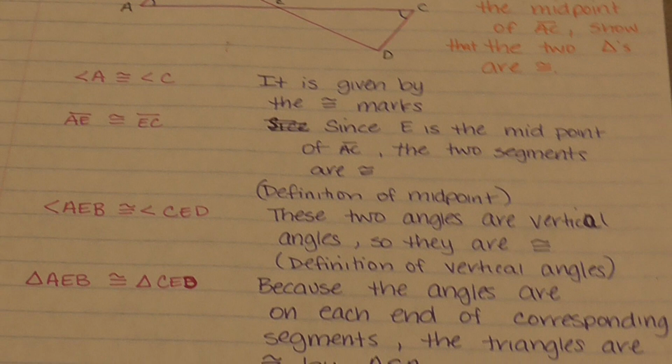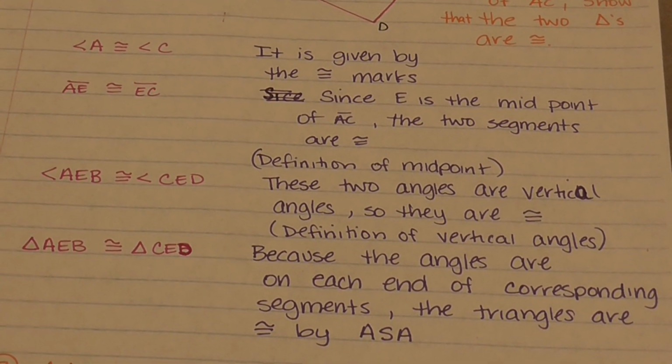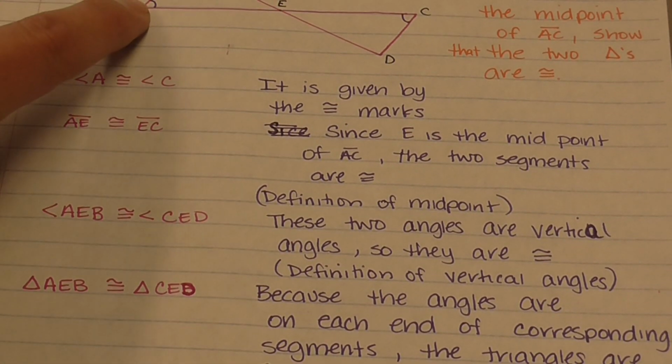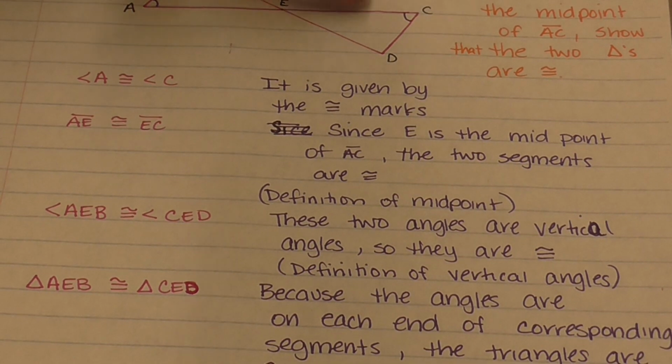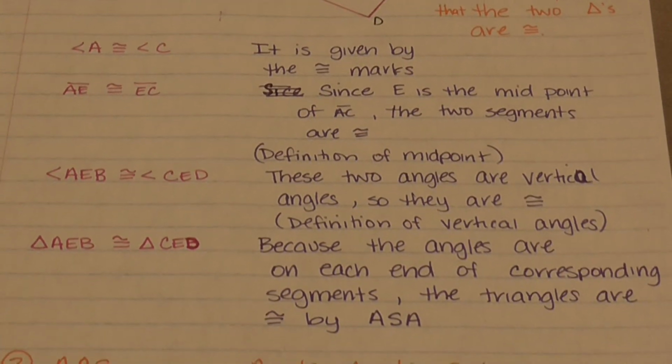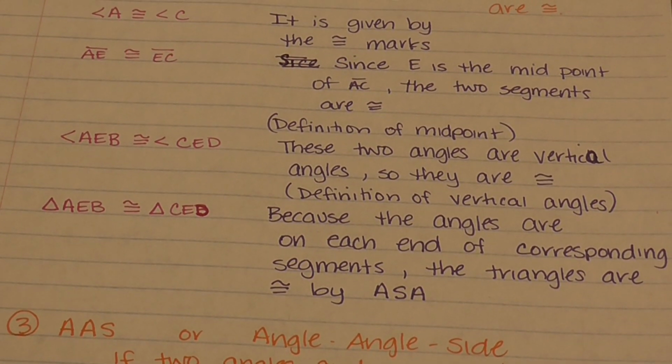And because the angles are on each end of the corresponding segments, we have an angle, a side, and an angle. Over here are angle, side, angle. The triangles are congruent by ASA.